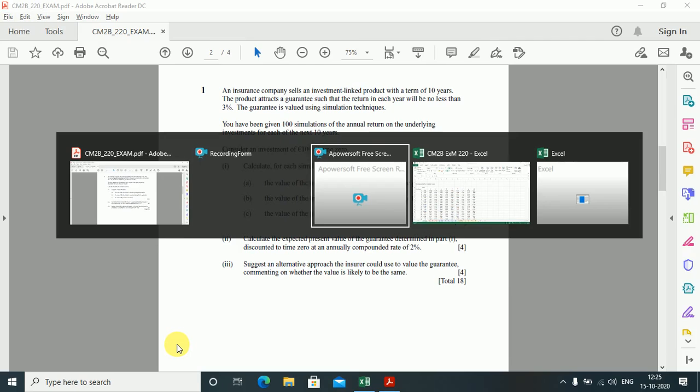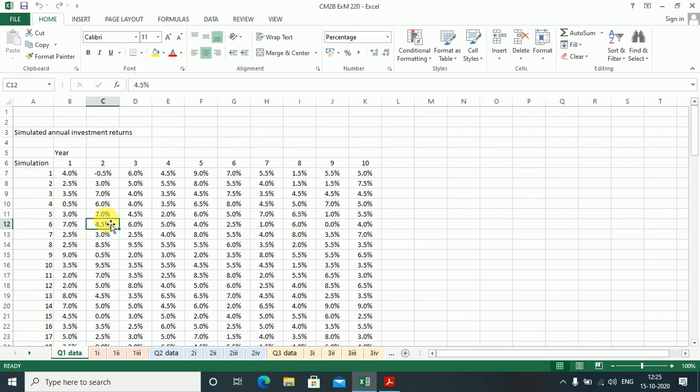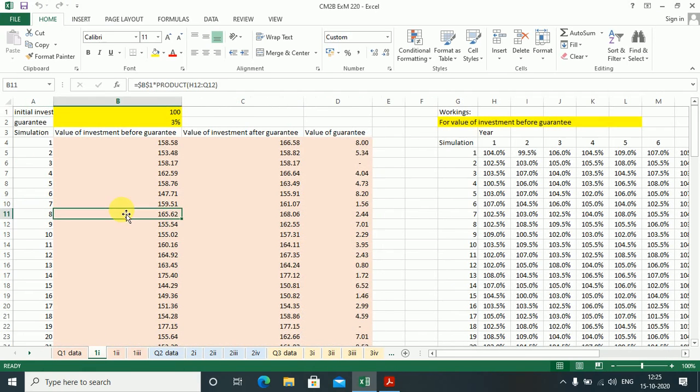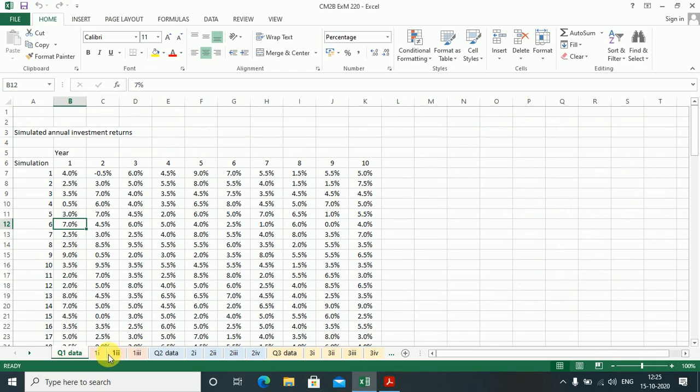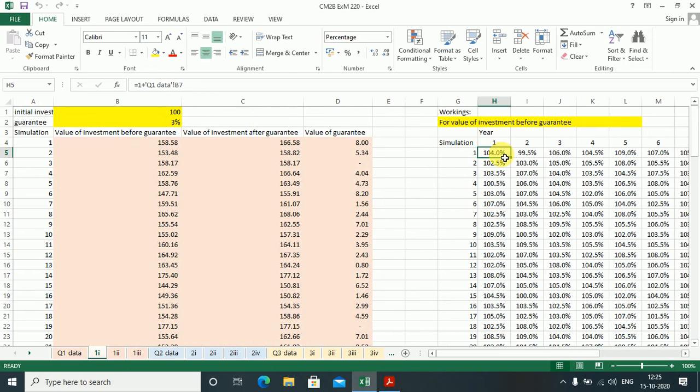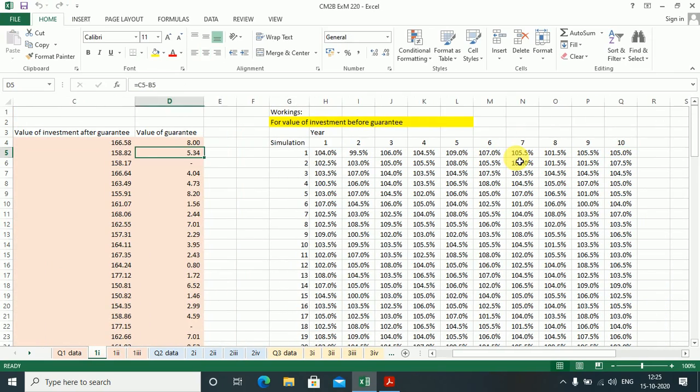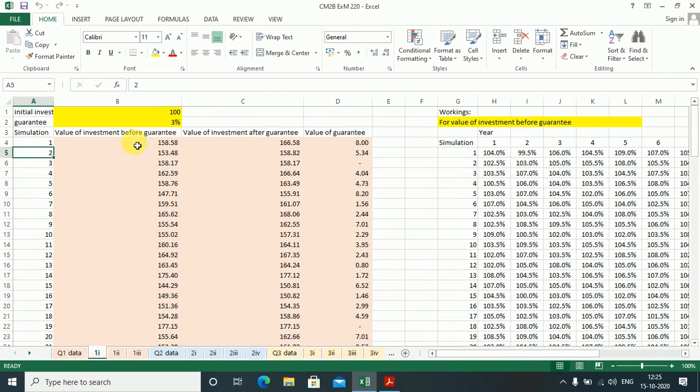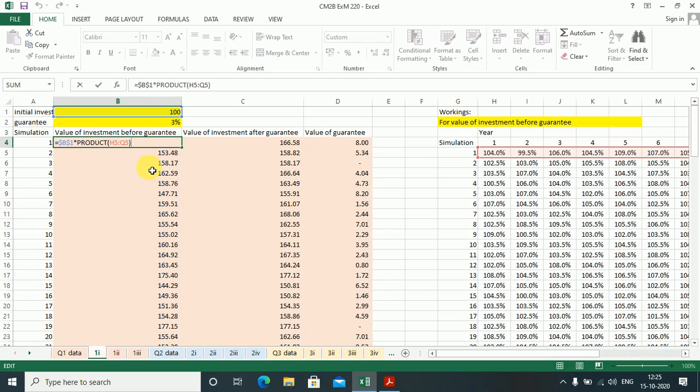So this is the question 1 data which has been given to us, the simulations, and part 1 says calculate the value of the investment before the guarantee, whatever the person is getting. I first need to calculate 1 plus i for each year. So I have calculated 1 plus the data for each of the 10 years, and then it is just a product of these into 100, which is the final answer. Each year it gets accumulated.